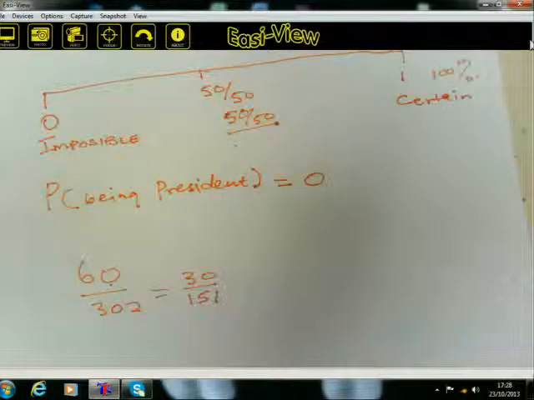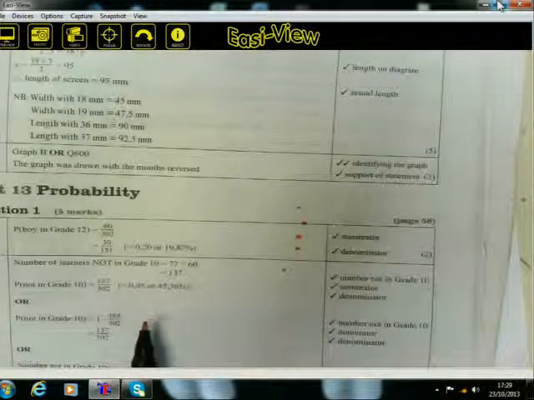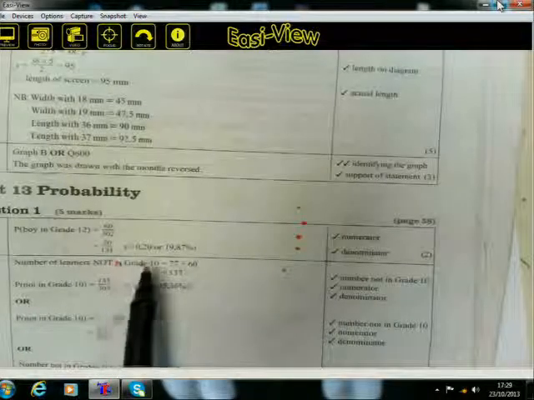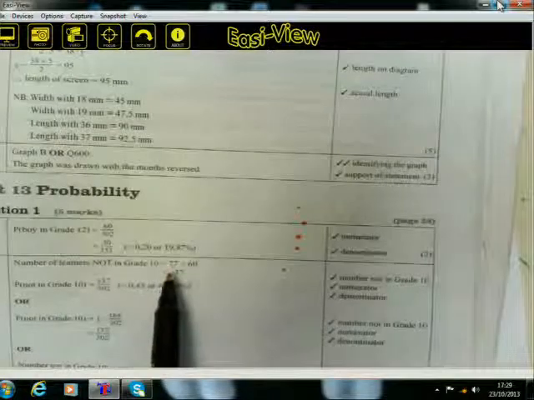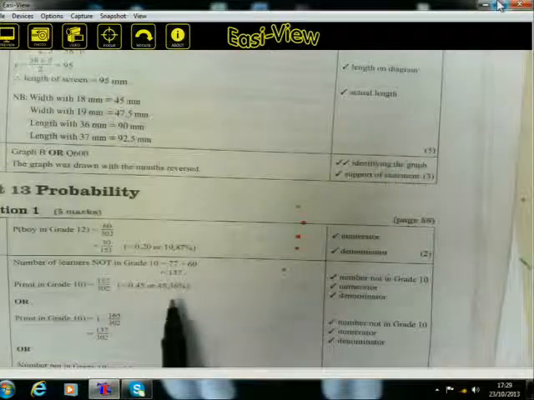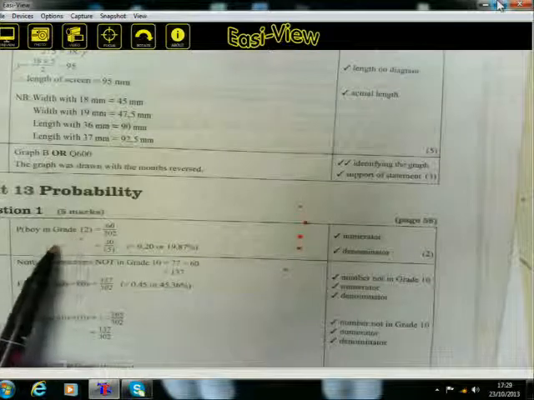That means it is 30 over 151. 60 divided by 2 is 30, and 302 divided by 2 is 151, which also equals 0.2 or 19.87%. Now, remember, what did I say? I said you write P, boy in grade 12, the probability of a boy in grade 12.